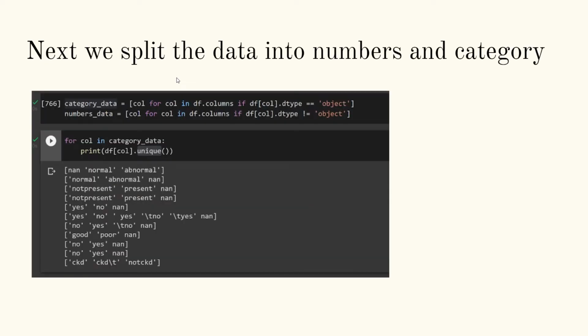Okay, next we split the data into numbers and categories, and I will explain later in this presentation why we decided to split the data into two. But what I'm going to show you here is that in our data we have a lot of typing errors, like here: "yes", "no" with a space, "yes" with a tab, "\tno". Space yes means yes, slash t no means no. So we first sort out the typing errors.